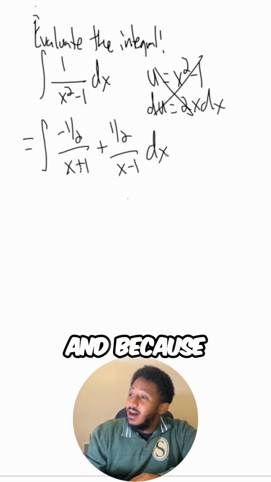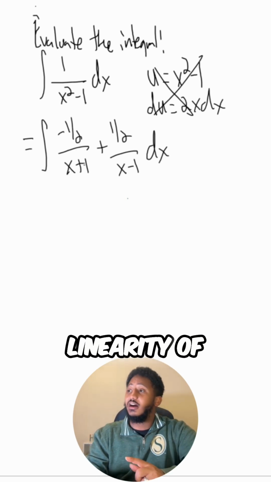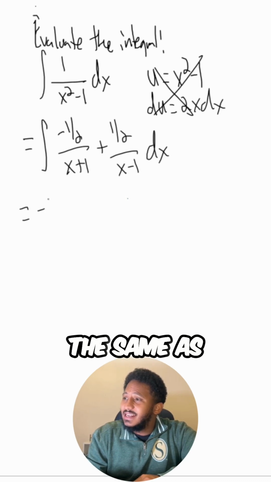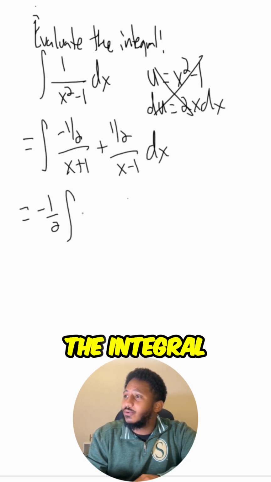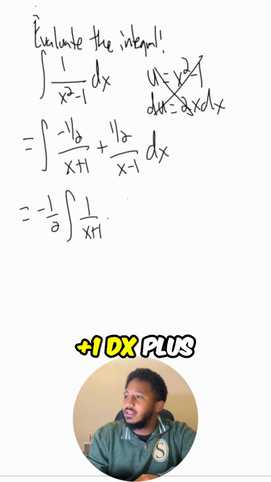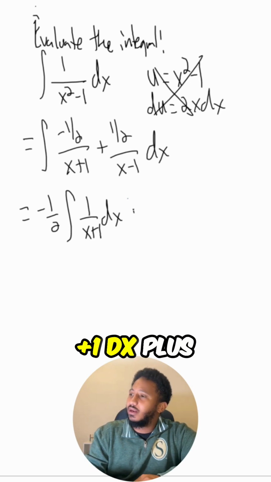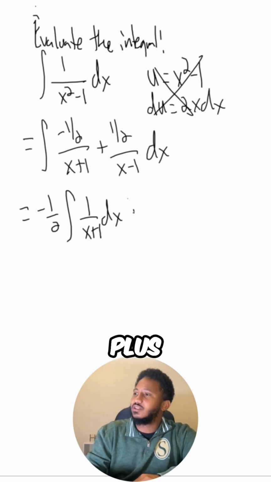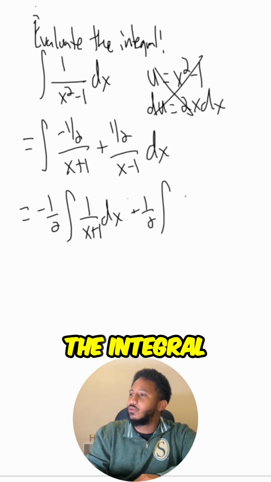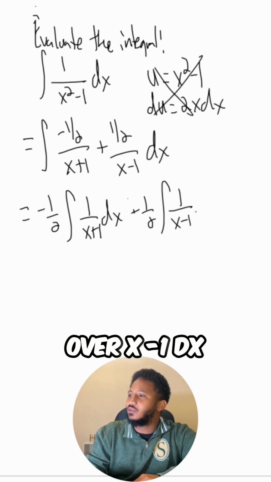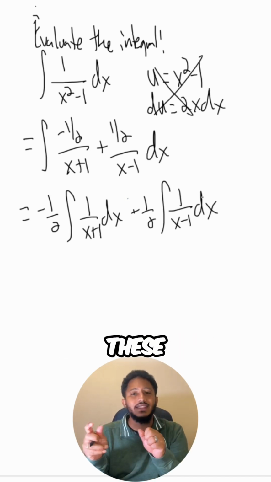Because of the linearity of integrals, we know that this is the same as negative 1/2 of the integral of 1 over x plus 1 dx, plus 1/2 the integral of 1 over x minus 1 dx. Now we can integrate these separately.